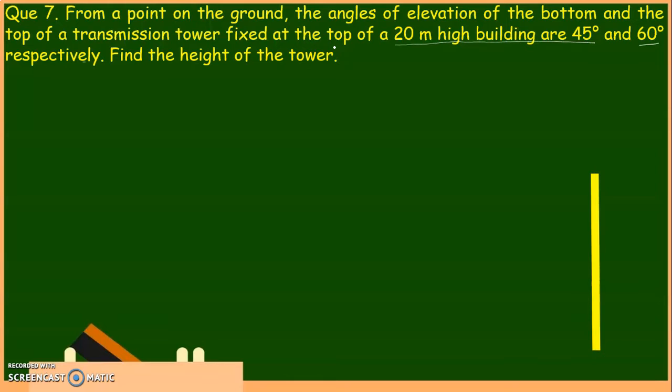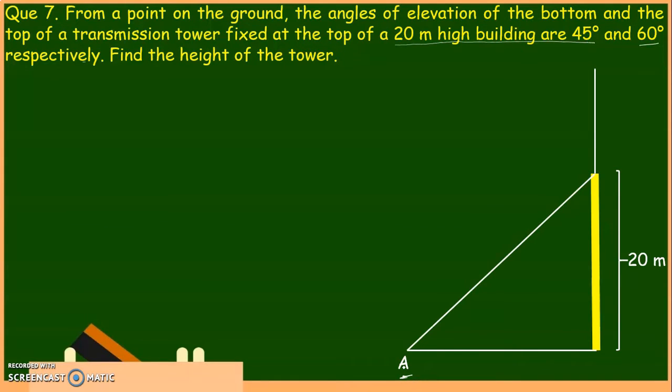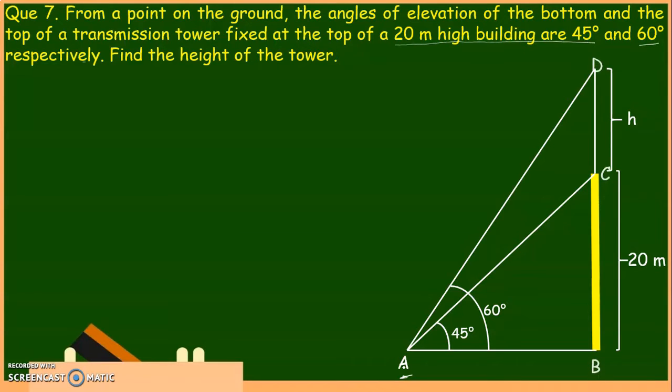Here we have a 20-meter high building, and on the building we have a transmission tower. From a point, let's say point A on the ground, the angle of elevation of the bottom of the tower is 45 degrees and the angle of elevation of the top of the tower is 60 degrees, and we have to find the height of this tower.